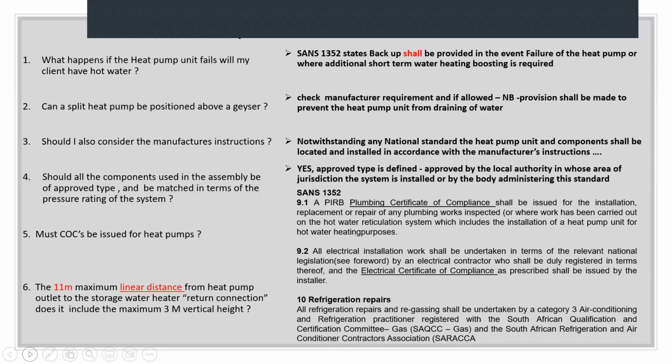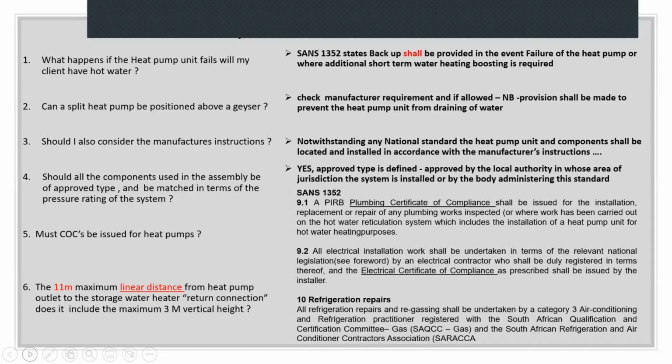Although the question doesn't refer to refrigerant, you might be asking, so what happens if that liquid refrigerant we spoke about earlier is leaking or needs replacement or repair? Well, point 10 in the standard also mentions the regassing, and that needs to be undertaken by a category 3 air conditioning and refrigerant practitioner registered with the South African Qualification and Certification Committee, which is SAQCC for gas, and the South African Refrigeration and Air Conditioning Contractors Association. So yes, there are definitely COCs that must be issued.